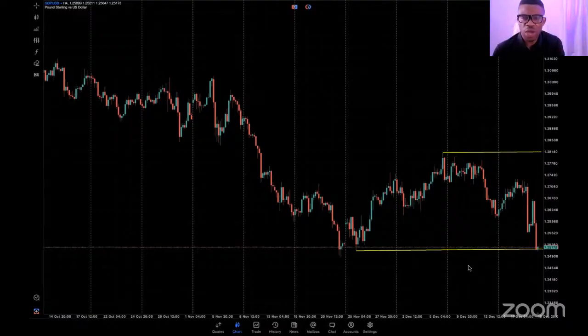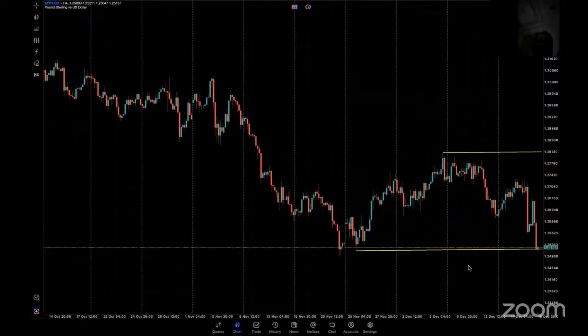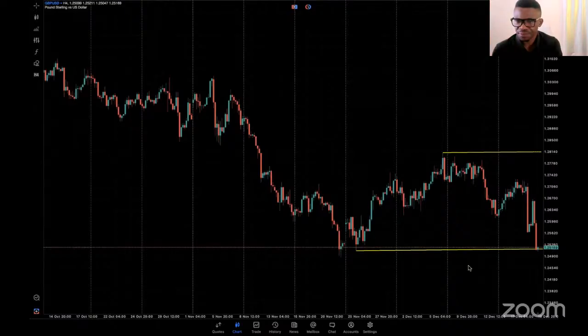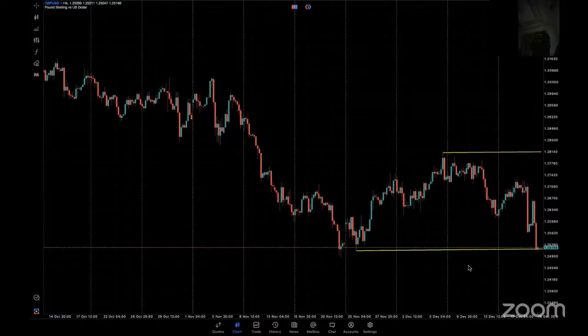I want to ask you a question. Having just drawn these two lines, who can tell me what we are supposed to be looking for? Are we supposed to be looking for buy or for sell? Who can tell me what we should be looking for, buy or sell? Buy, sir. Why are we going to look for buy? Because the support.